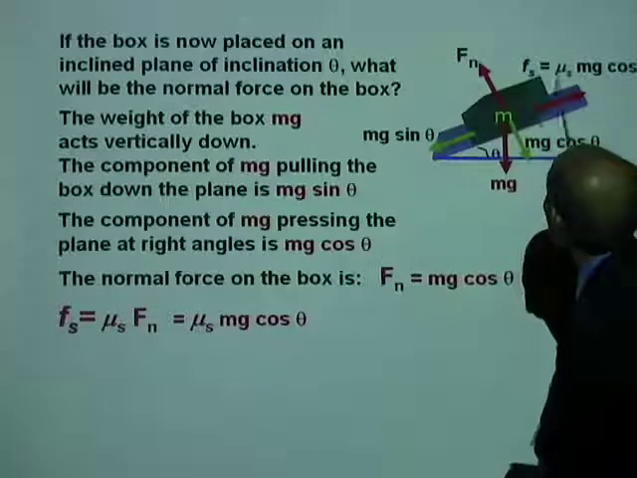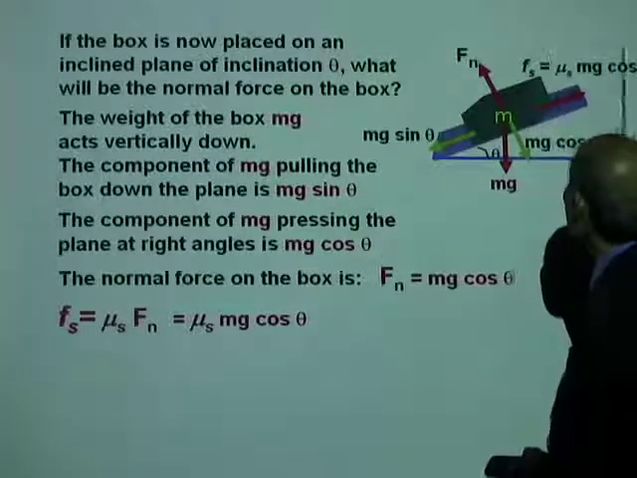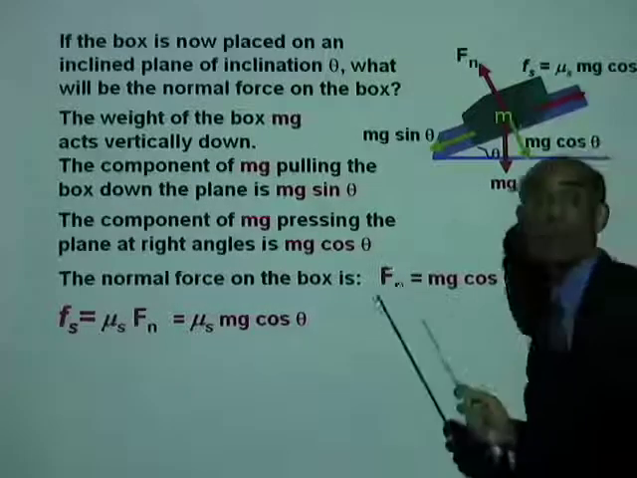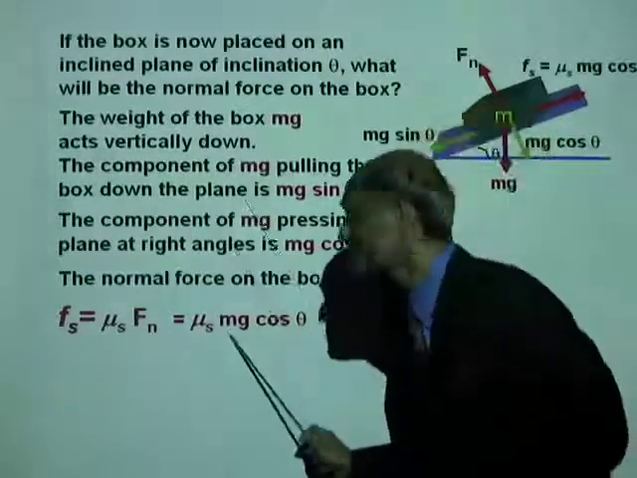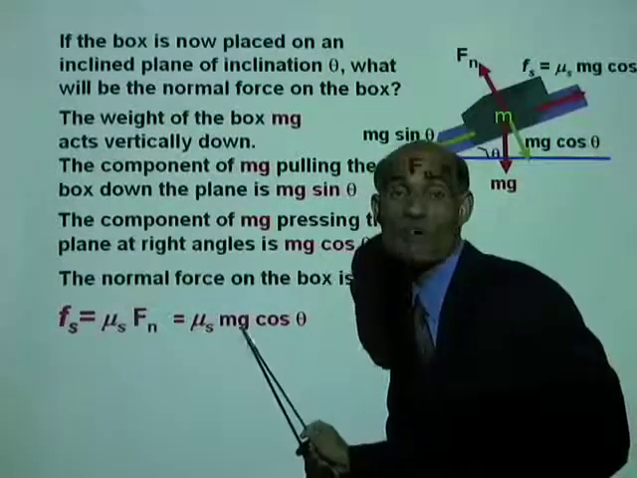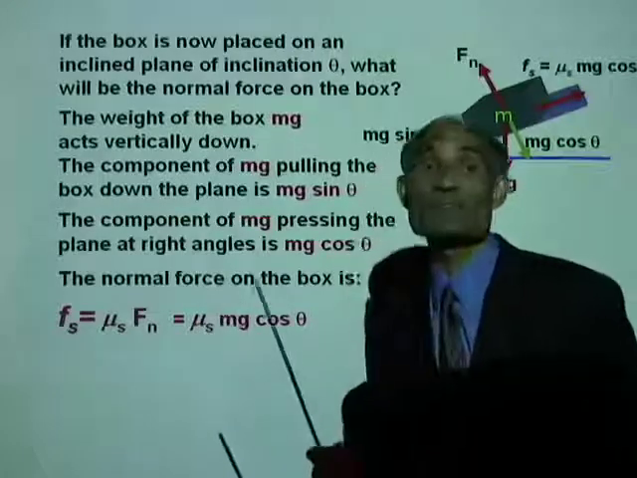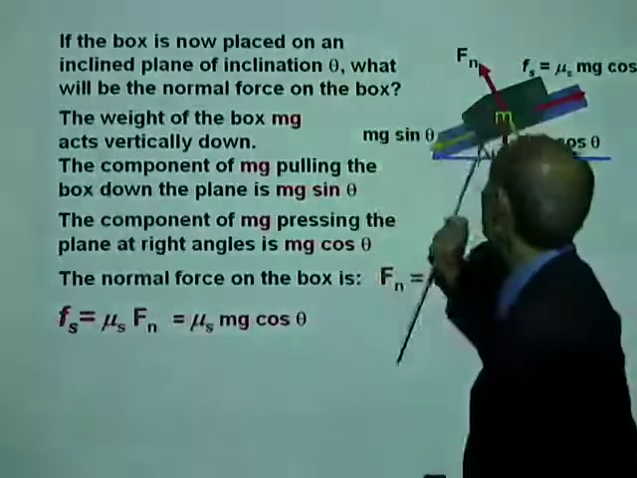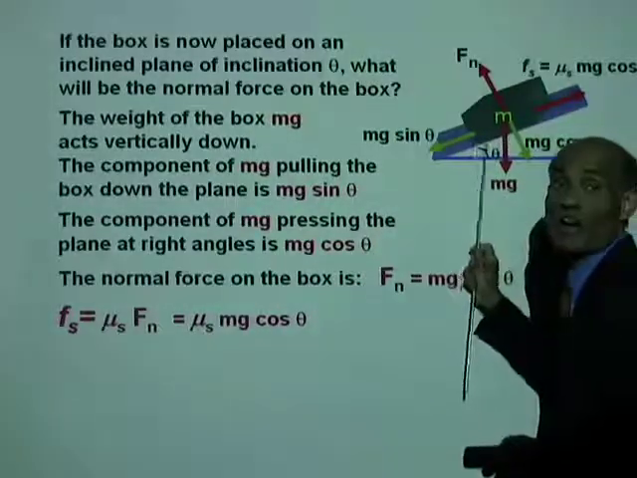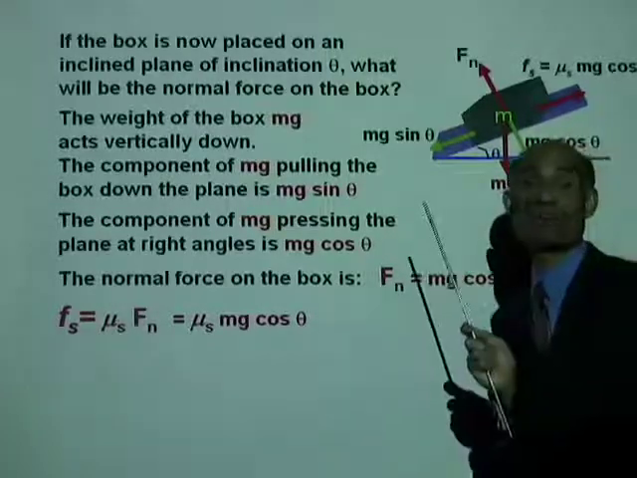There you are. Fs is mu s mg cos theta, and it is this force that will oppose the motion. Now, this is something that you must be able to recall in solving problems. What does mu s mg cos theta represent? The force of static friction between two surfaces that are inclined at an angle theta with the horizontal.